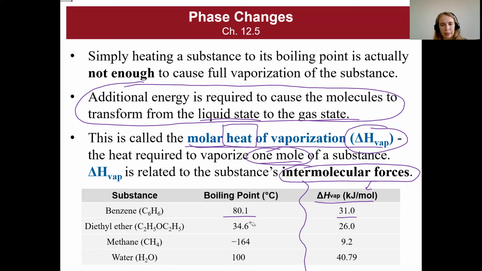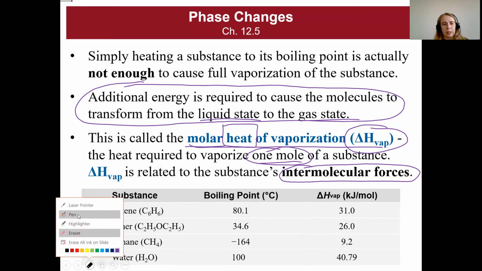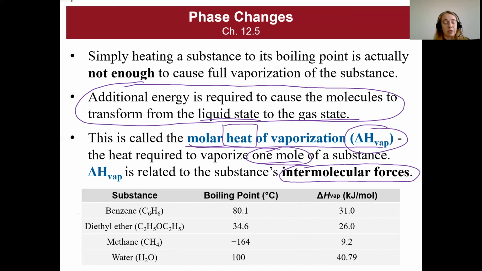Okay, gonna erase a little bit here, so it's a little clearer what I'm trying to emphasize. So this is a little refresher on intermolecular forces. Water's going to have the strongest intermolecular forces of these 4 because it has hydrogen bonding. So it has the highest boiling point of these 4 and the highest delta H of vaporization of these 4.